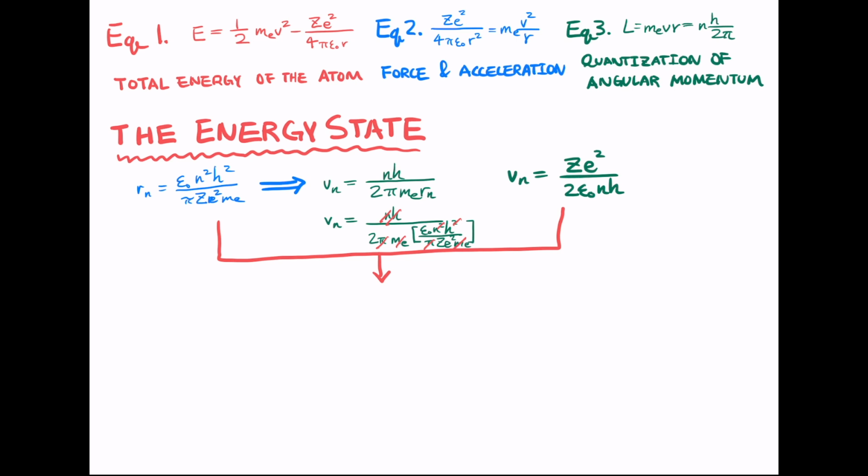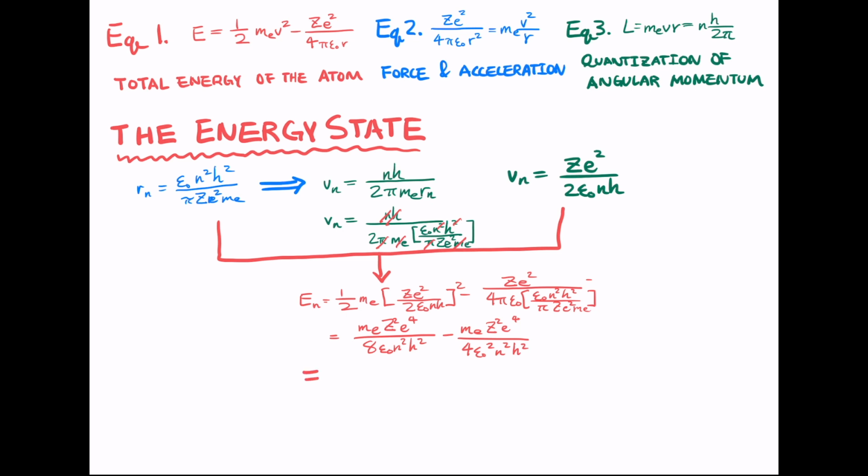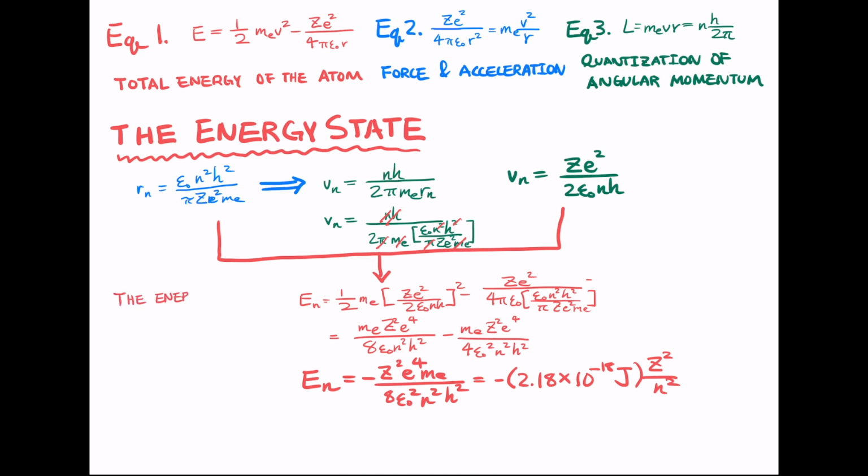Taking the expressions for v sub n and r sub n and substituting them into equation 1, Bohr found the energy level of each orbit. This is the equation for the energy of an orbit in a single electron atom. As you can see, the energies are negative since we're discussing energy due to a positively charged nucleus and a negatively charged electron. Like the radius, there are many constants in this equation.